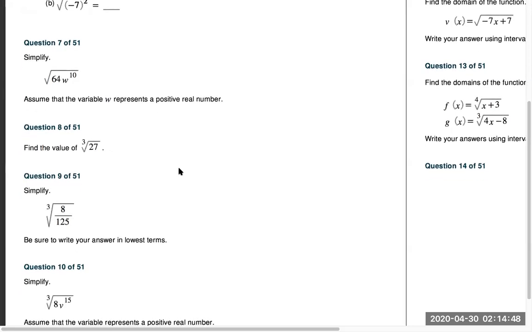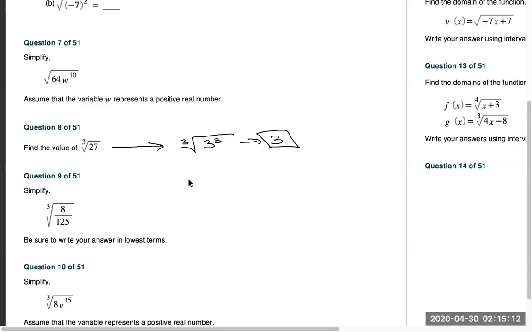Let's go over number 8 first, and then number 7. Number 8, we already did, so that's why I want to go over it right now. Remember, this is cube root of 3 cubed, which is going to give you 3.